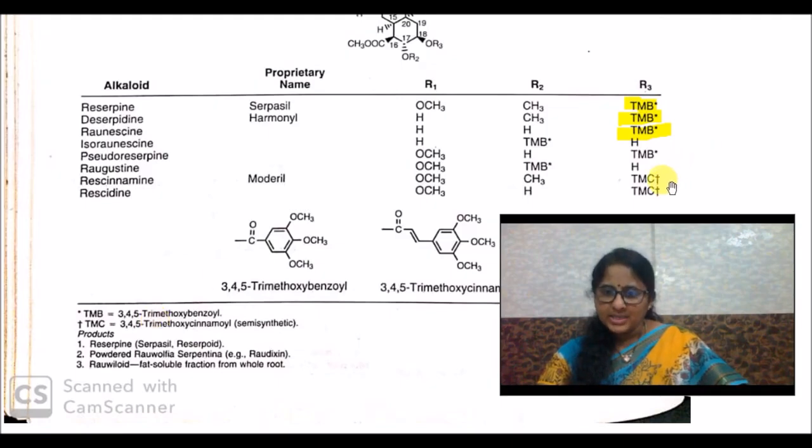And you can also see another symbol, that is dagger. Here we can see the dagger symbol after the abbreviation TMC. And the full form is given at the bottom of the same page, 3,4,5-trimethoxycinnamide. So the cited information is provided at the bottom of the same page. This is called footnote. Footnote always appears at the bottom of the same page.